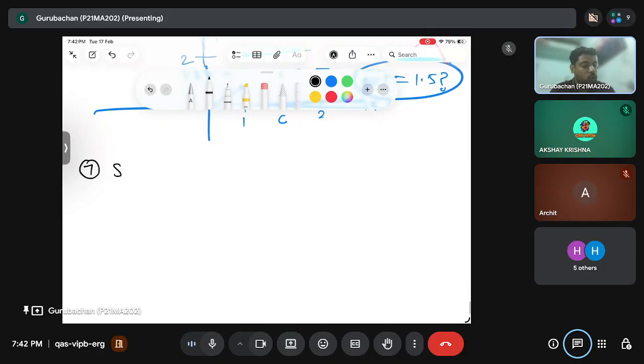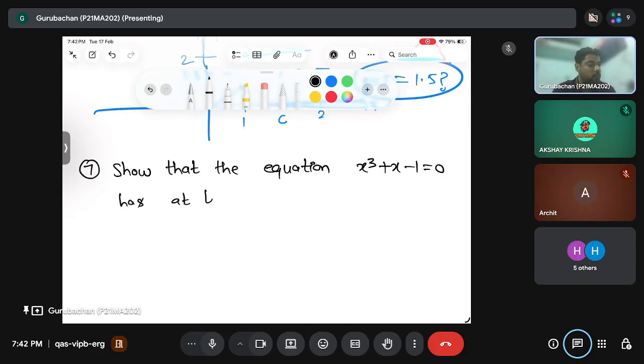So the next question is based on this one. You need to show that the equation x cube plus x minus 1 equals 0 has at least one root in (0, 1). Rather than one root, since it's an equation, you should say one solution.